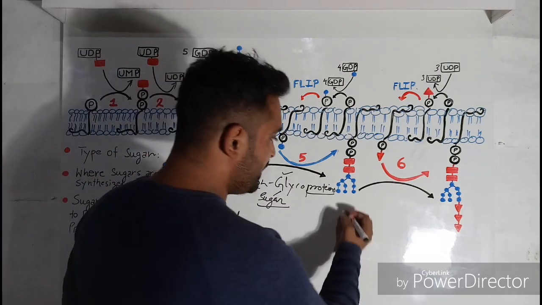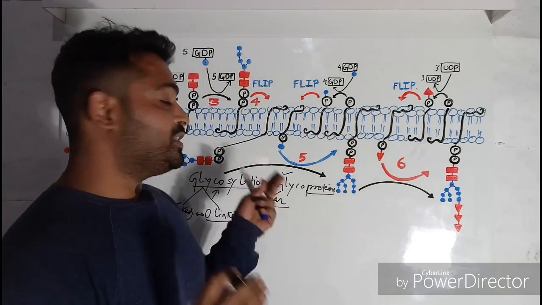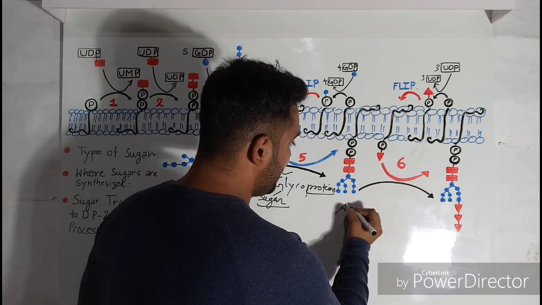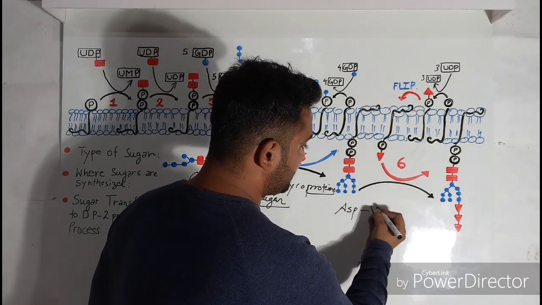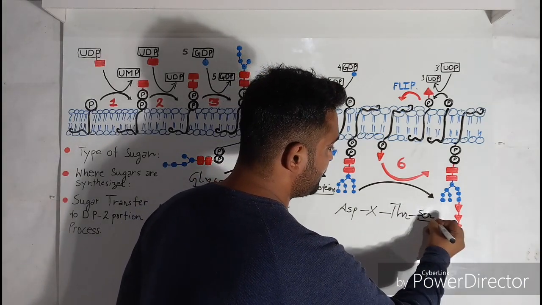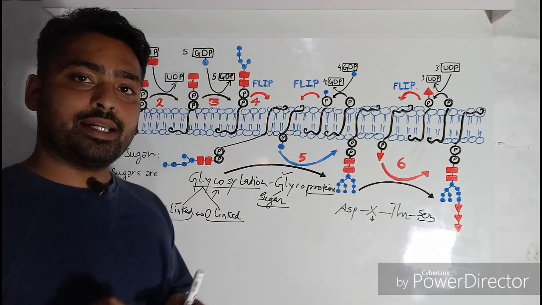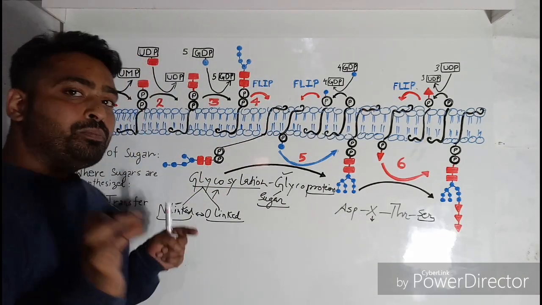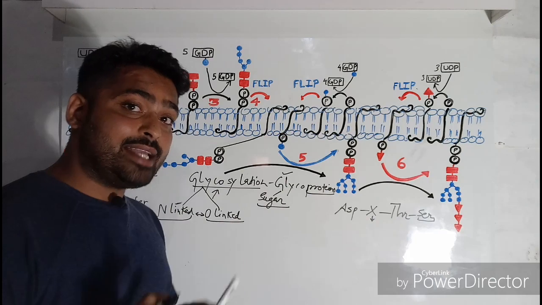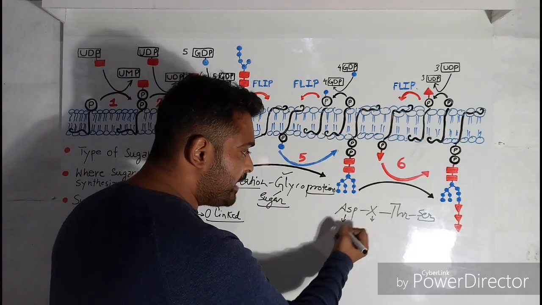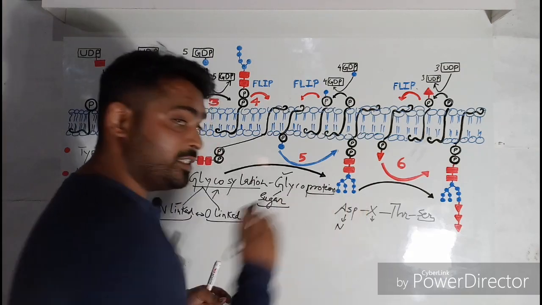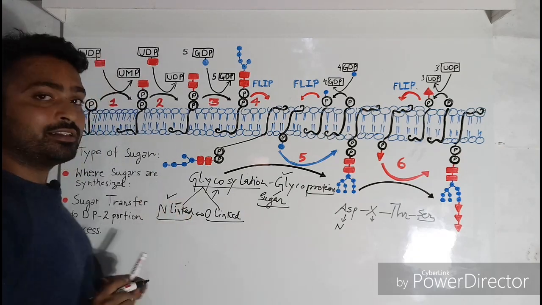Okay, so when the protein is destined for the ER, it has a consensus sequence of asparagine, X, threonine and serine. This X is any amino acid except proline. So if the carbohydrate is attaching itself to the N atom or the nitrogen atom of the amino group of asparagine, then it is referred to as N-linked glycosylation.